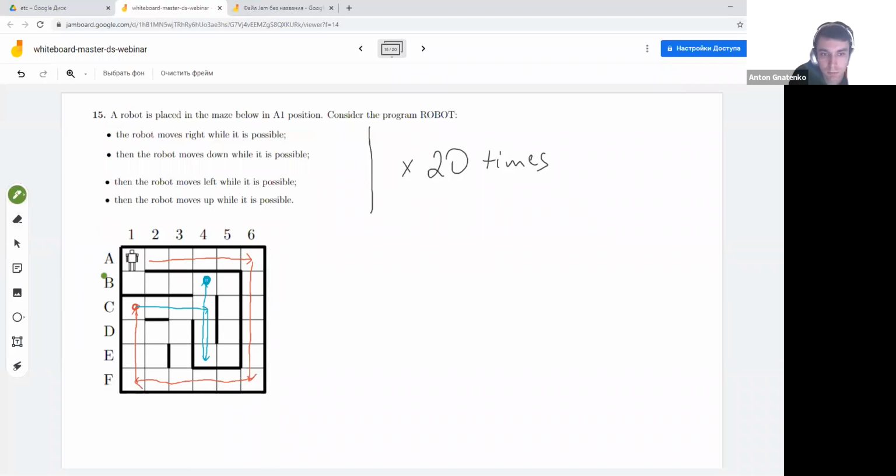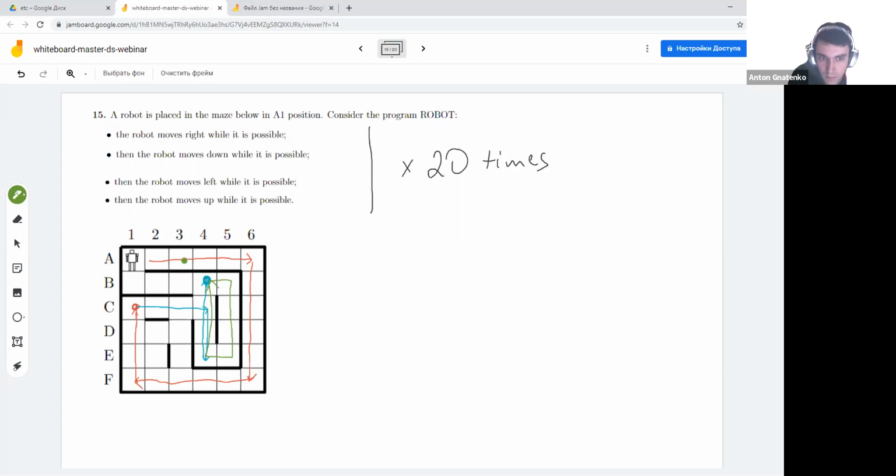Then the third time. Okay, look. For the third time, again, move right while possible, move down while possible, move left while possible, move up while possible. It seems that we ended up at the very same point where we started. So the same thing will happen if we execute the program for the fourth time, for the fifth time, and for any number of times.